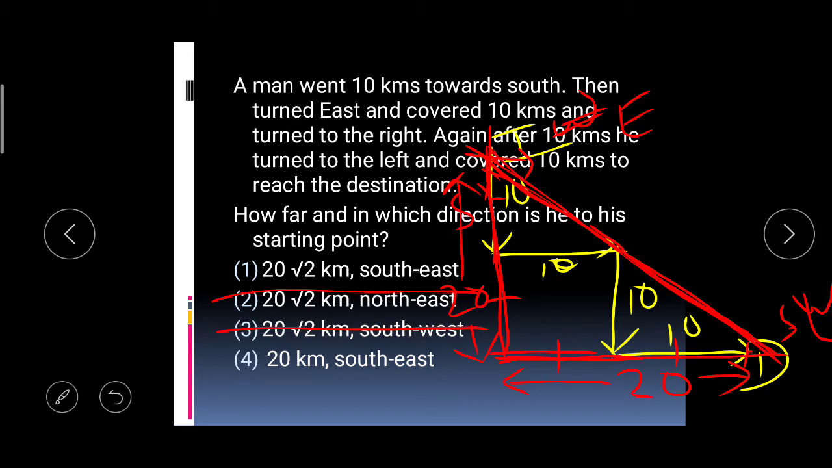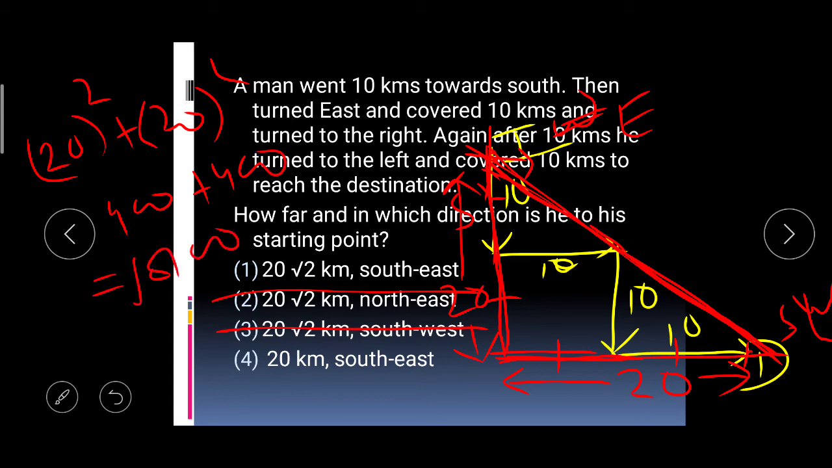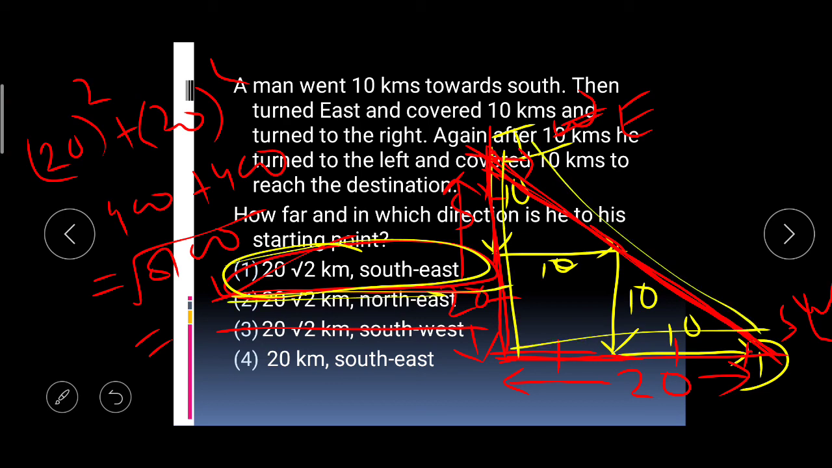So applying Pythagoras theorem, what will we do? 20 square plus 20 square is equal to 400 plus 400, which gives me 800, and again we have to take the under root of 800, which is what? 20 under root 2, right? So our answer is what? Our answer is 20 under root 2 because it is southeast, and so our answer is this, right? So this is how we solve such questions. We just need to extend it and we will see the answer, right? So this is how we are solving direction based questions.